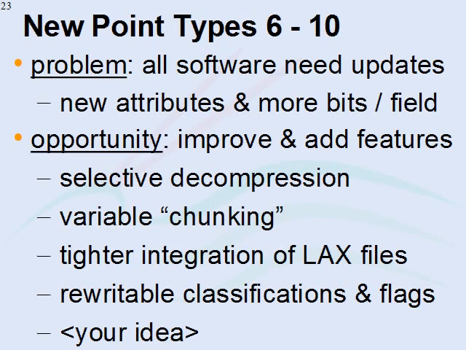So the new point types, point types 6 to 10, are a problem because everybody will need to update their software, once to read just the new point types and again to read the compressed new point types. But for the compressor, this also provides an opportunity. We can now improve things because we make a new compressor.